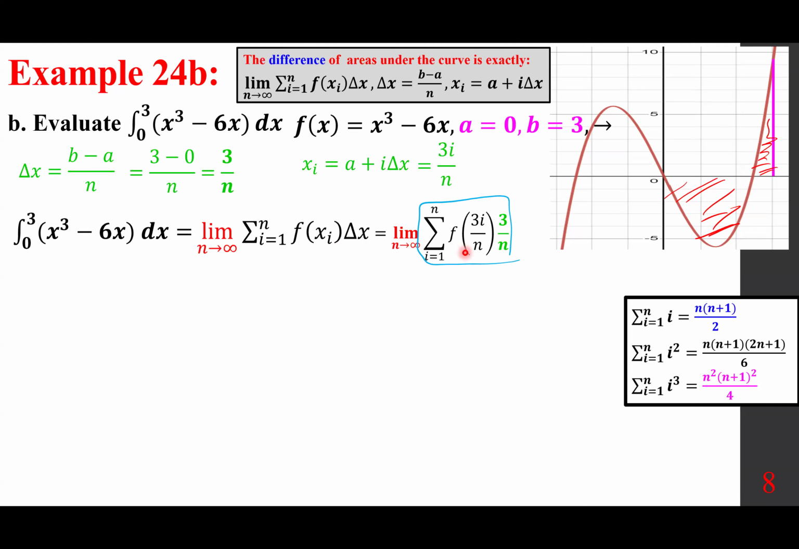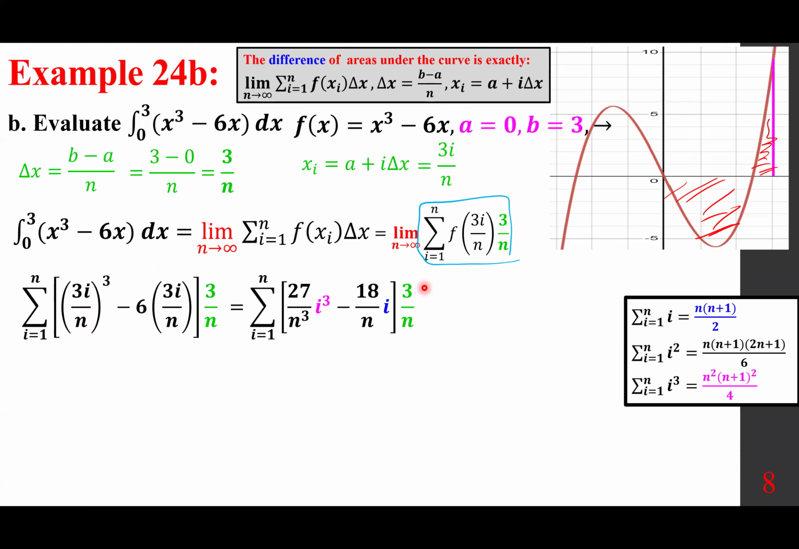So what is f of 3i over n? x cubed, 3i over n cubed, minus 6x, minus 6 times 3i over n, and times 3 over n. So I hope everybody can see what's happening here. So this one, I'm going to replace the x with 3i over n and take it from there. Now this is 27i cubed over n cubed minus 18 over n times i. I'm going to distribute the 3 over n.